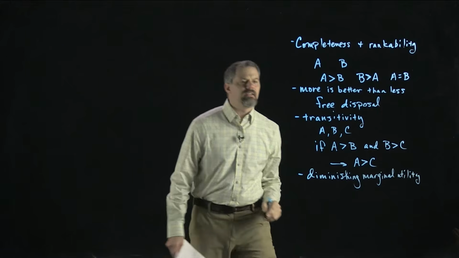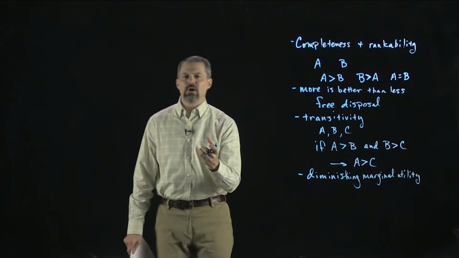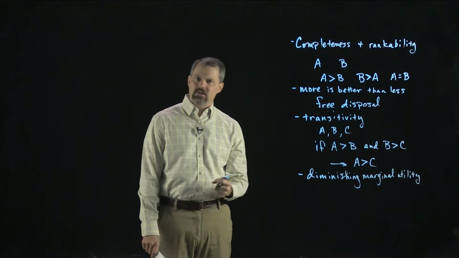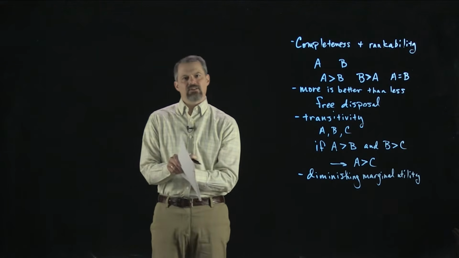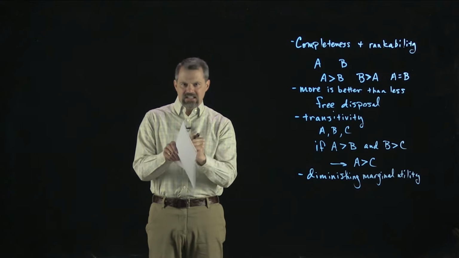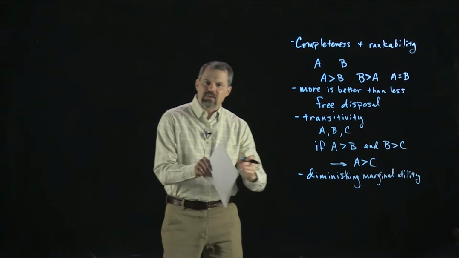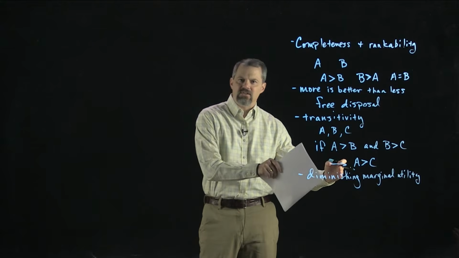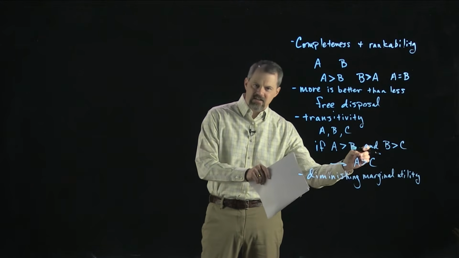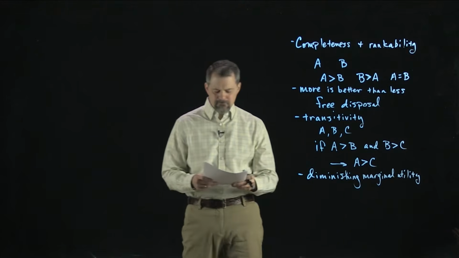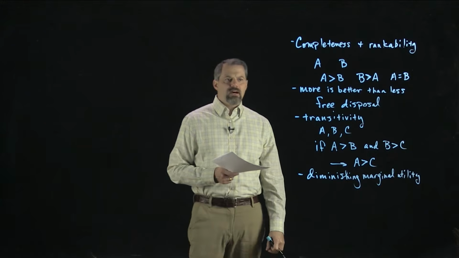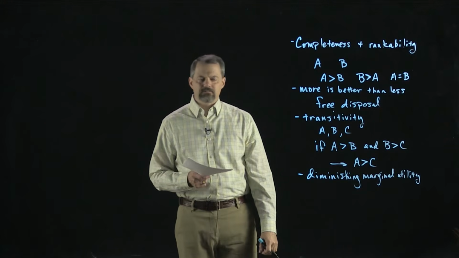The idea here is that the more of something you have, the less you're willing to give up to get another unit. Okay? So if you don't have very much of something, you may be willing to give up a lot at the margin to get one. But the more of something you have, if you've already got a whole bunch of it, you're going to be willing to give up less to get another unit of it. Okay? So those are the assumptions that we're going to make about consumer preferences.